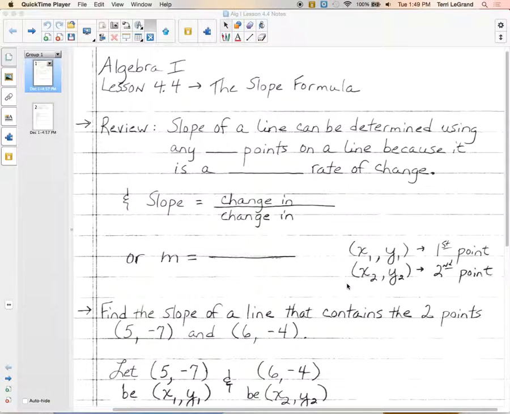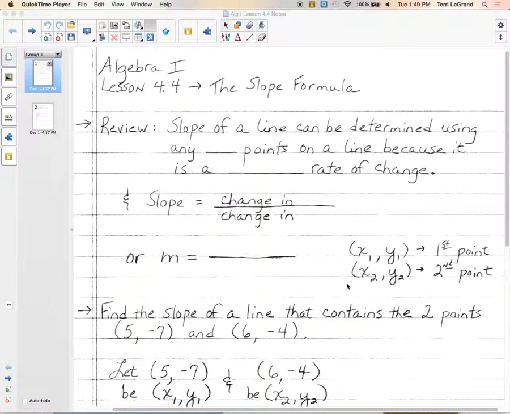We're going to start lesson 4.4 today, in which we are going to use a different method other than the one that you used in lesson 4.3, where you were counting and counting how much do you have to rise and over how much do you have to run between any 2 points. So let's review here though.